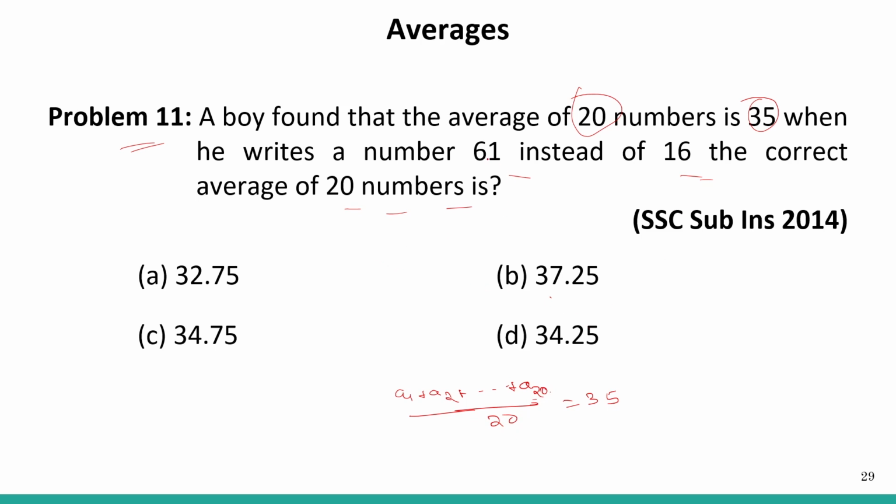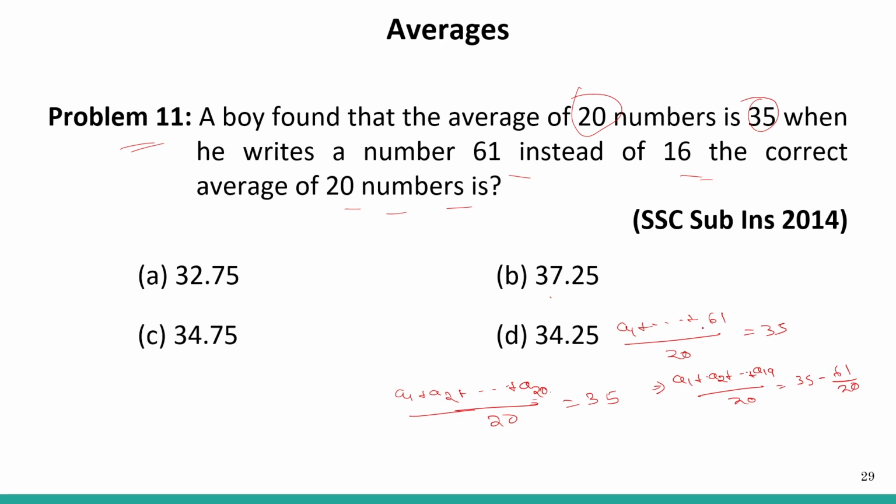So it will be equal to A1 plus dot dot dot plus, it was written 61, right? So 61, whole by 20 is equal to 35. This is what is given to us. So this implies that A1 plus A2 plus dot dot dot plus A19, whole by 20, is equal to 35 minus 61 by 20, right?